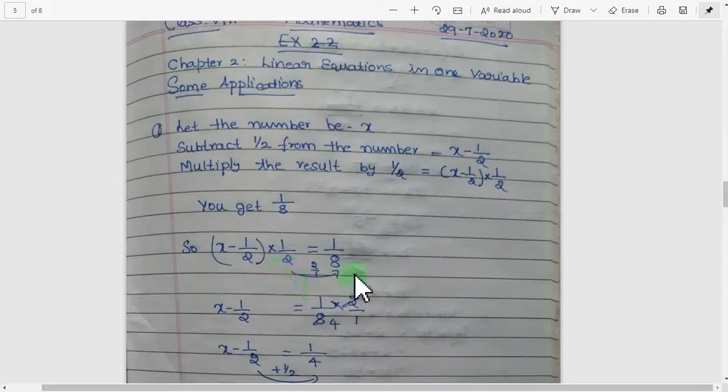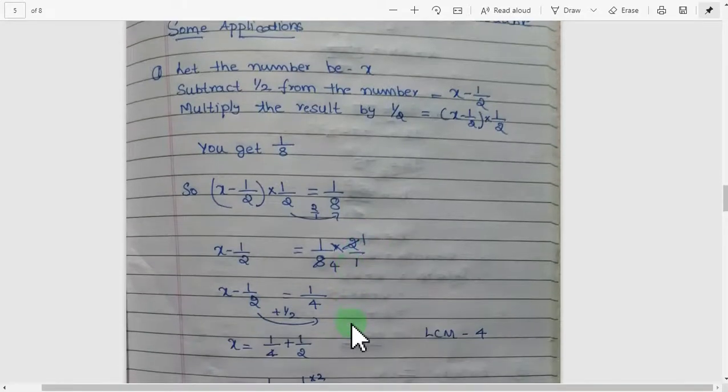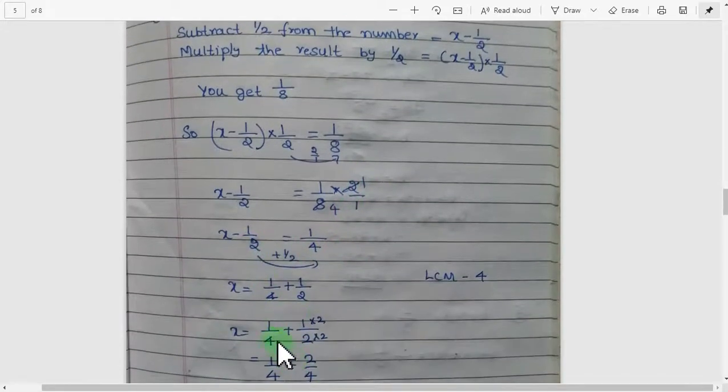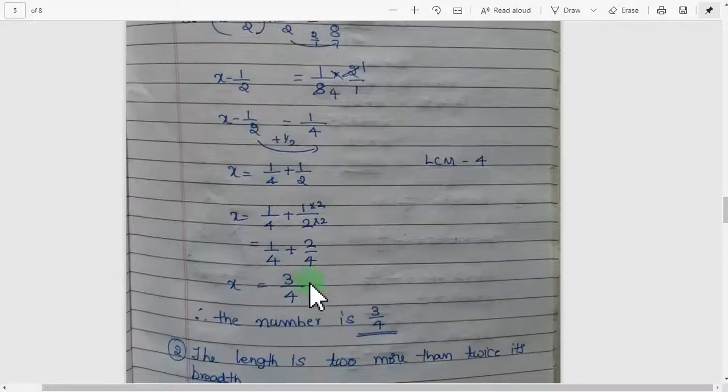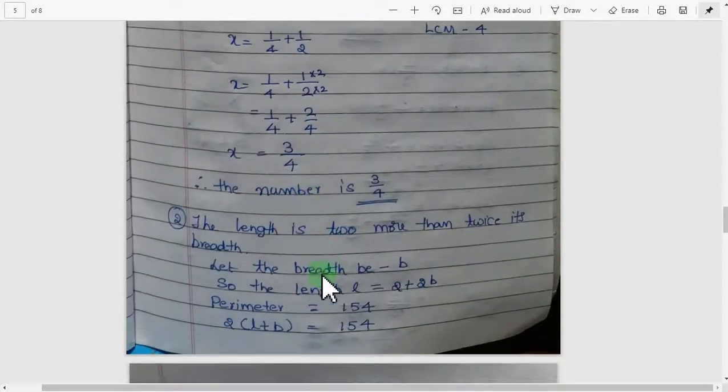First you take half to the other side. When you take a fraction to the other side, you have to write the reciprocal on the other side, 2/1. Simplify it. Then take half to the other side as usual, taking LCM and simplifying. This you will understand.